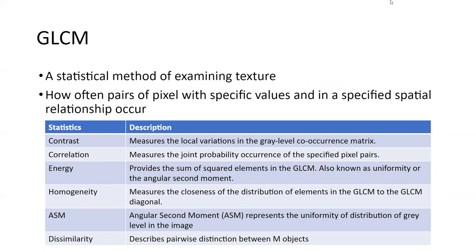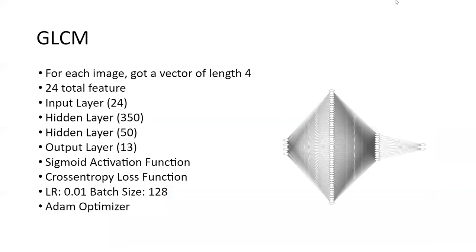GLCM is a statistical method of examining textures that considers the spatial relationship of pixels. It is the gray level co-occurrence matrix, also known as the gray level spatial dependence matrix. The GLCM functions characterize the texture of an image by calculating how often pairs of pixels with specific values and in a specified spatial relationship occur in an image, creating a GLCM and then extracting statistical measures from this matrix. I use six statistics shown in the table. For each image, I got a vector of length 4 for a statistic, which means that an image has 24 total features.